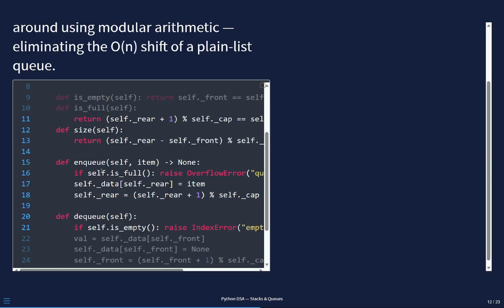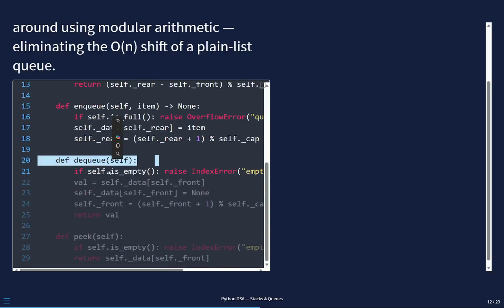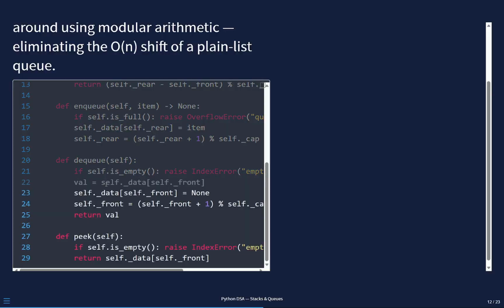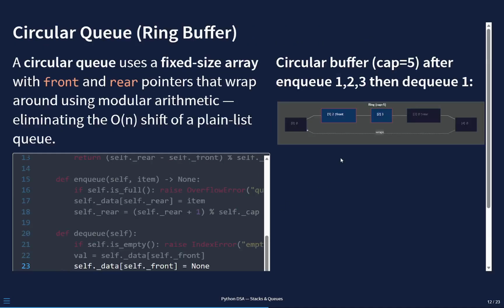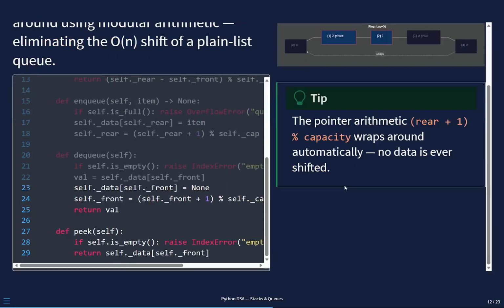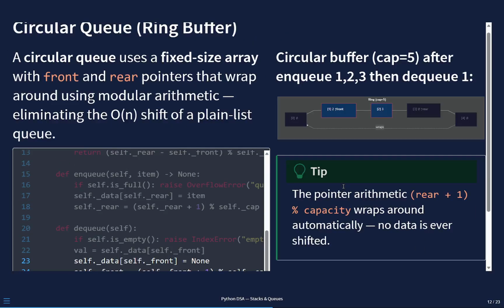Enqueue stores the item at the rear slot, then advances rear with self._rear = (self._rear + 1) % self._cap. Dequeue reads the front slot, clears it, advances front the same way. The diagram shows a capacity 5 buffer after enqueuing 1, 2, 3, and then dequeuing 1. The front pointer is at index 1, pointing at the value 2. The rear pointer is at index 3, the next empty slot. The used slots are 1 and 2. The dotted wraparound arrow shows that the end of the array connects back to the beginning.